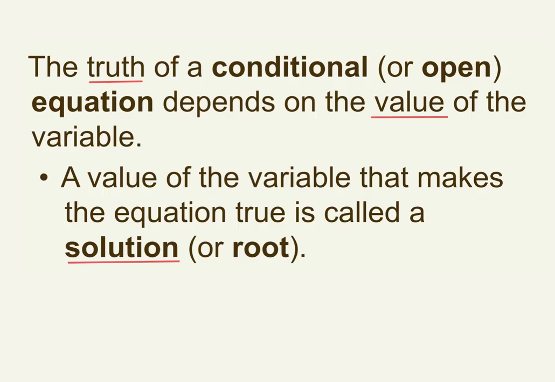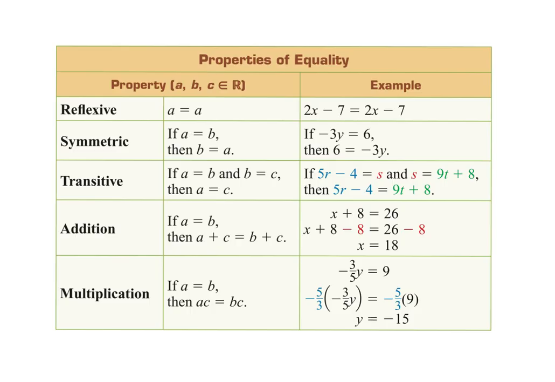Then we want to talk about the truth. So you would have talked about truth value in the prior classes. And so the truth of a conditional equation depends on that value of the variable. So the value of the variable that makes the equation true is called the solution. And so if it makes the statement true, it is a solution. And that is all conditional on what you plug in for that variable.